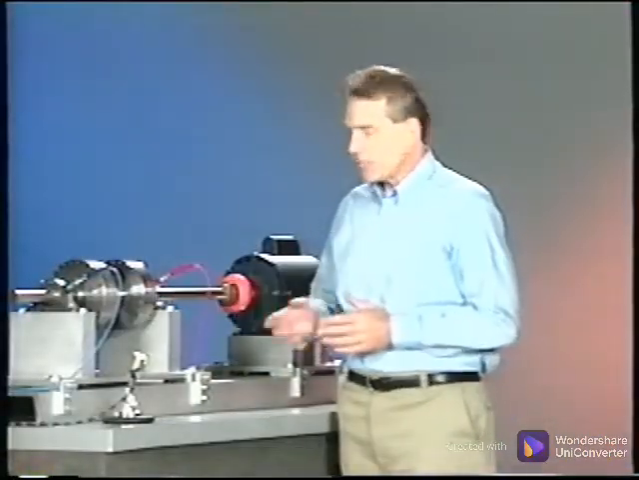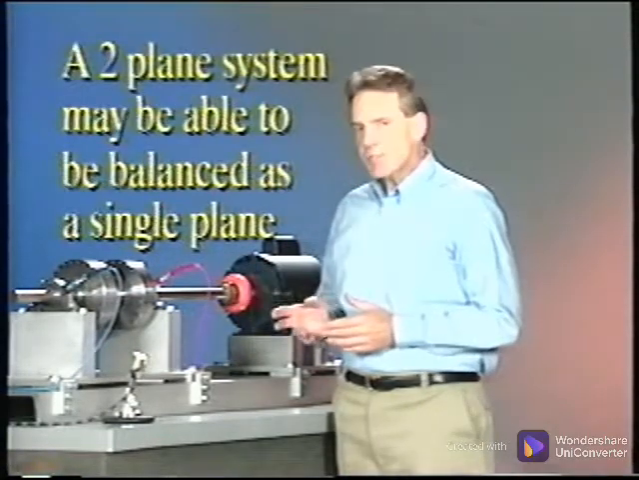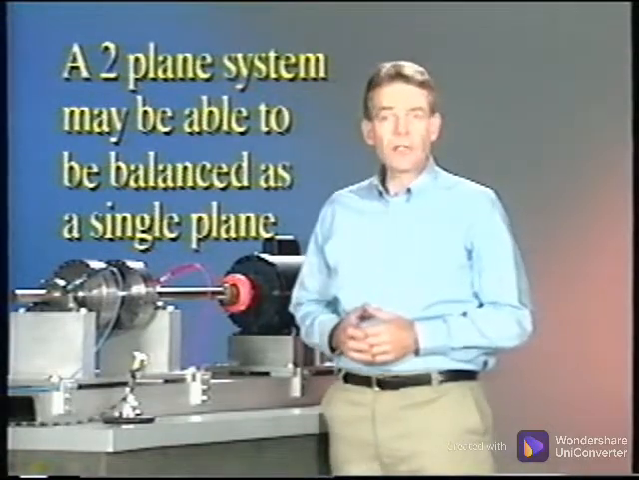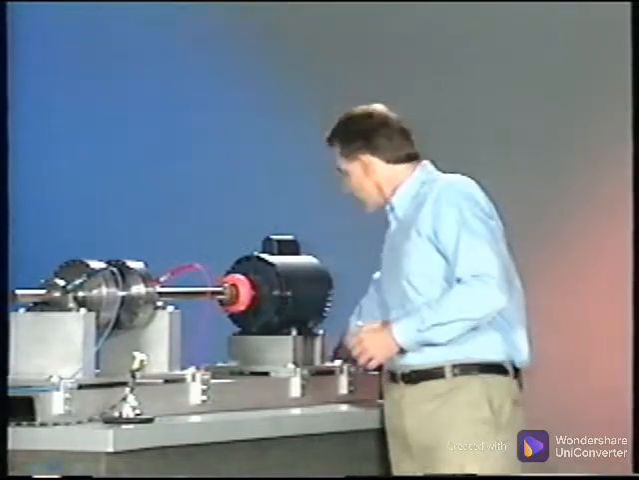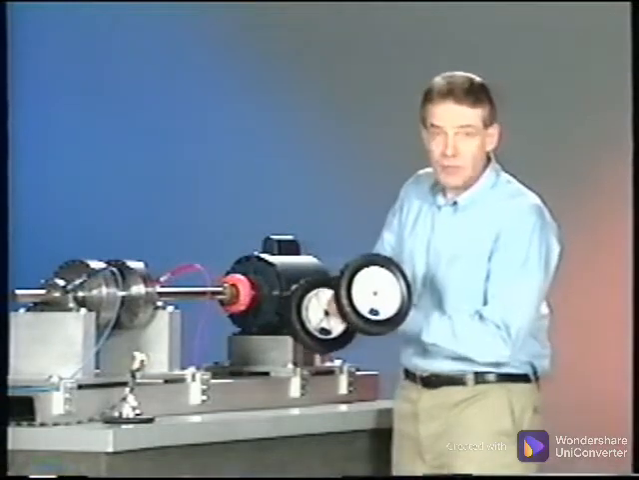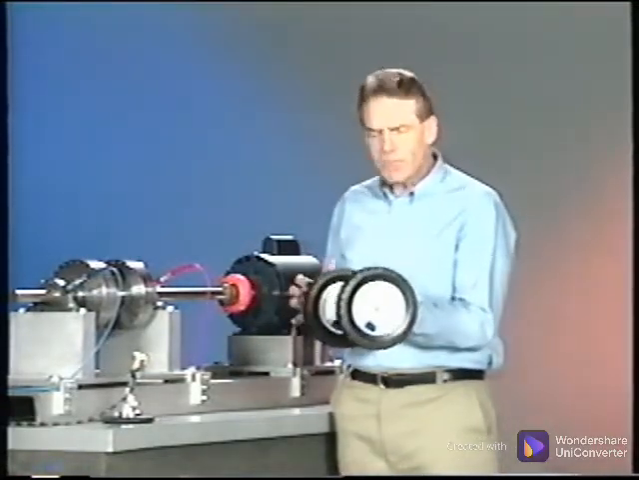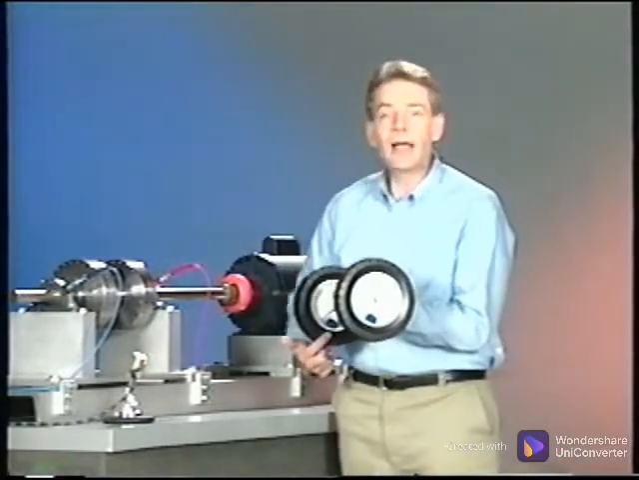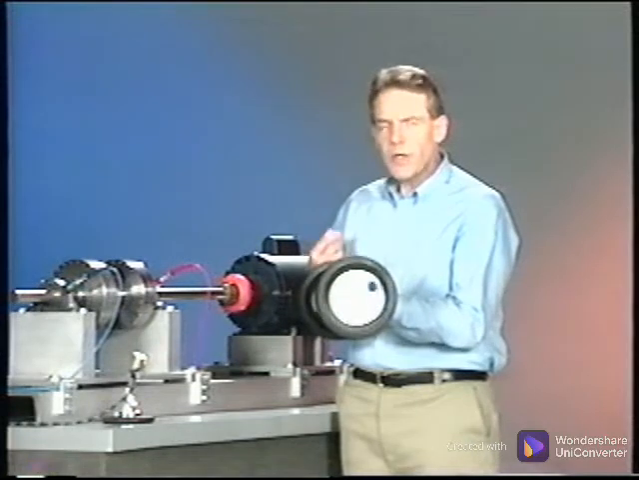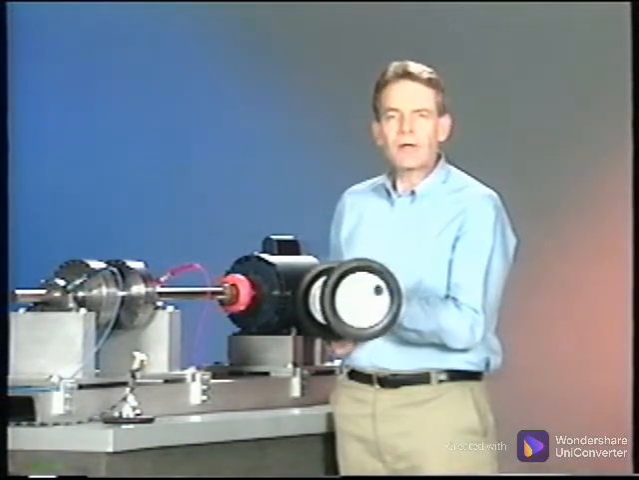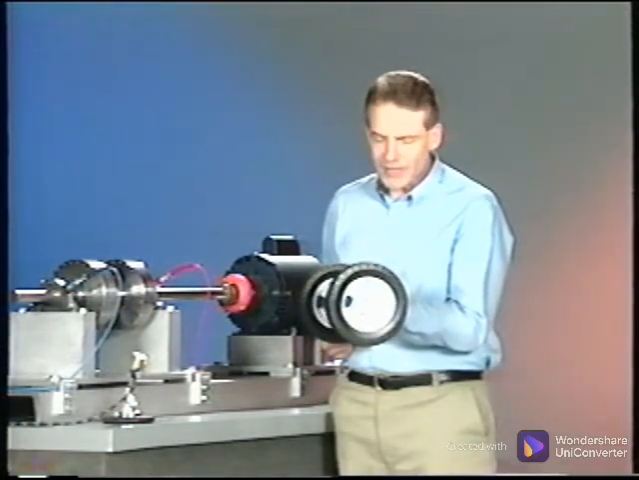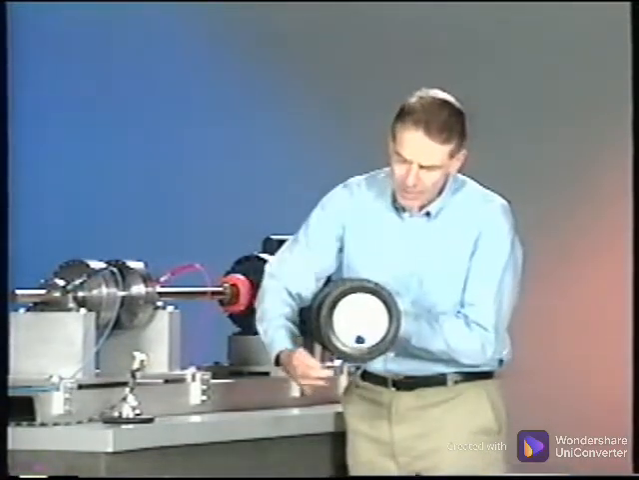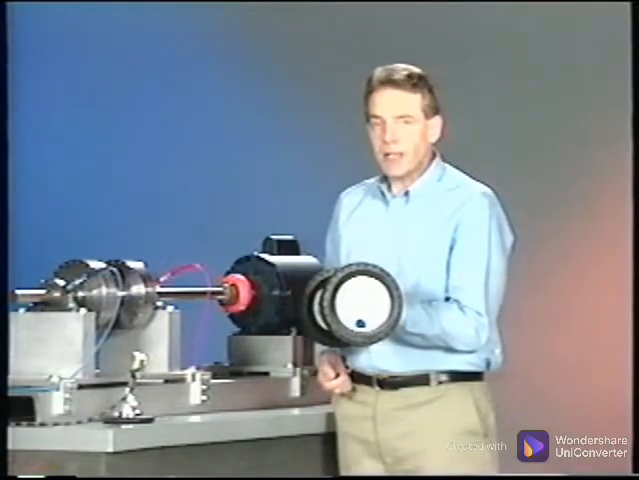Although there are 2 planes for placing correction weights, this system may be able to be balanced as a single plane system. It depends on the characteristics of the unbalance. Let's use these wheels on a shaft as an example. If the wheels are the weight planes, and each plane has equal amounts of unbalance in line with each other, then as the wheels are spun up, the entire shaft will move together, causing the phase angle to be the same at both ends. When stopped at a frictionless mounting, the unbalance swings to the bottom.